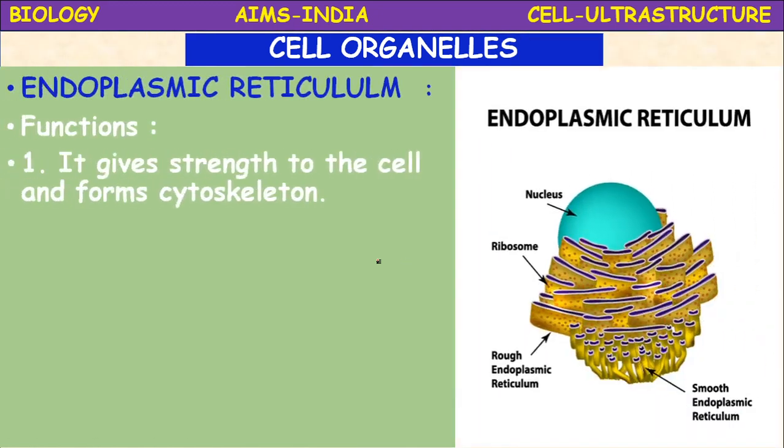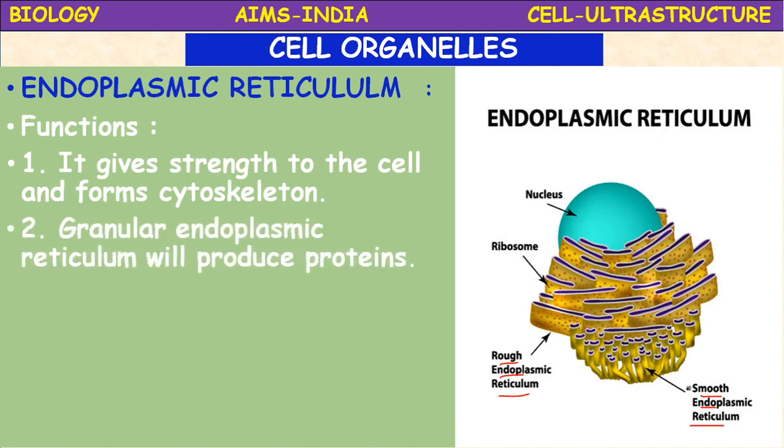Let us see the functions. The first one: it gives strength to the cell and forms a cytoskeleton. Rough and smooth endoplasmic reticulum give strength and form a cytoskeleton. The cytoskeleton gives support, protection and shape to the cell.